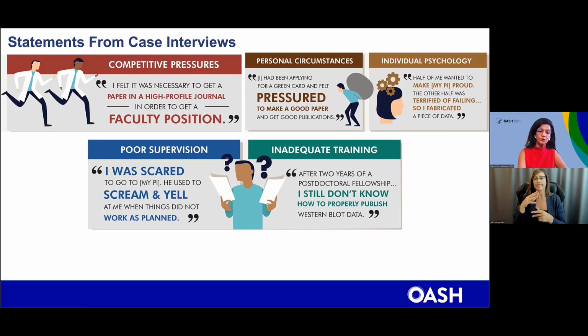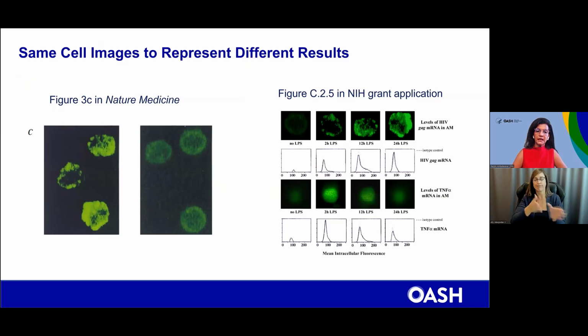"I was scared to go to my PI, he used to scream and yell at me when things did not work as planned," and inadequate training. So these are some examples where, if we know as a PI in the lab, we could avoid the trouble that comes later by pushing the lab members to do different things.